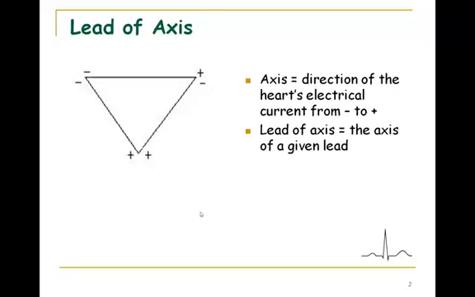When you determine direction of the electrical current going from the negative to the positive recording electrode, we refer to that as being an axis. The axis of a given lead, such as here, this standard limb lead 1, this is considered the lead of axis. So what's the direction of the electrical current when we refer to this standard limb lead 1? What is it for standard limb lead 2? What is it for standard limb lead 3? I can tell you what the direction is.